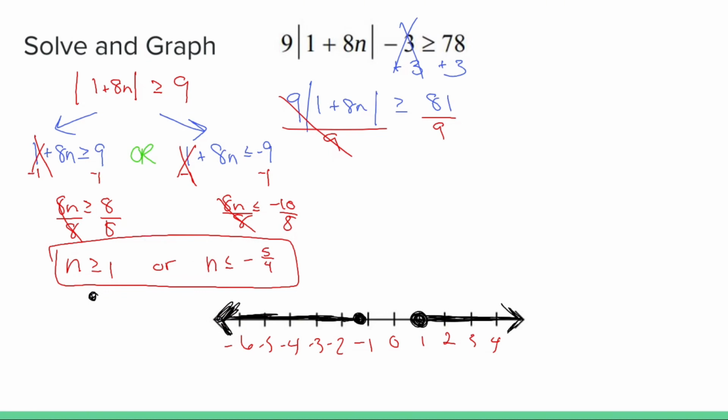Okay? So that's how you solve and graph a nice absolute value inequality. Hope this helps.